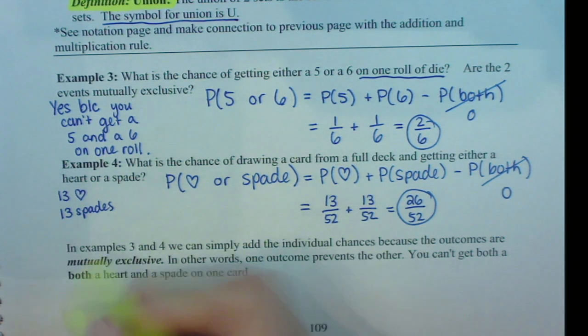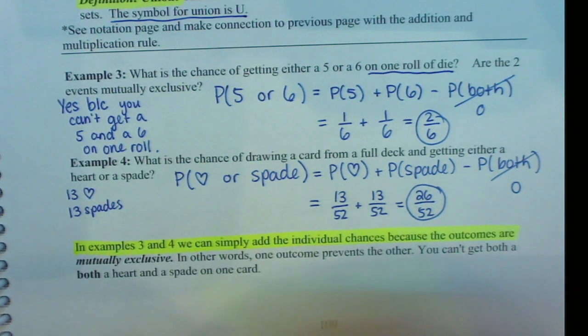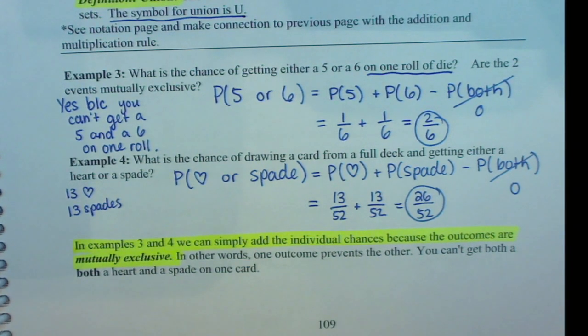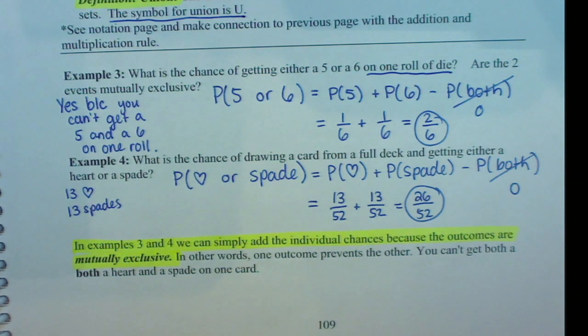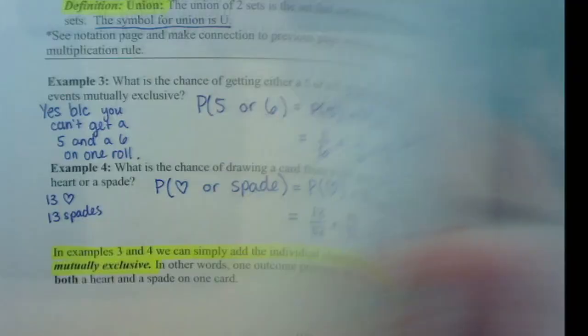And we can see in these examples, the events were mutually exclusive. So we can just add the chances together. But if that's not the case, we do have to remember to subtract the probability of both. So these two were nice. We didn't have to worry about that. But on the next page, there's 2 examples where we do have to worry about that.